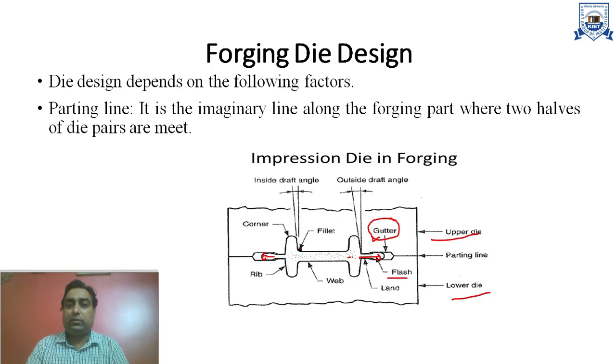Next you can see these are the fillets and these are the corners. Why are we providing these types of radii? Because the best design is to never leave any sharp corner in the die design, otherwise there will be problems of cracks and other difficulties. We'll discuss this further.